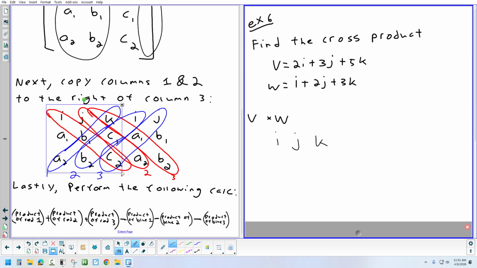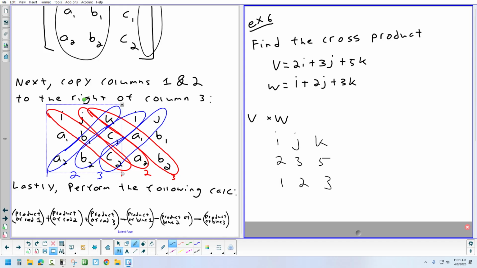I'm looking to fill out the second row. So it would be 2, 3, 5. Okay, and the third row. Yeah. 1, 2, 3.